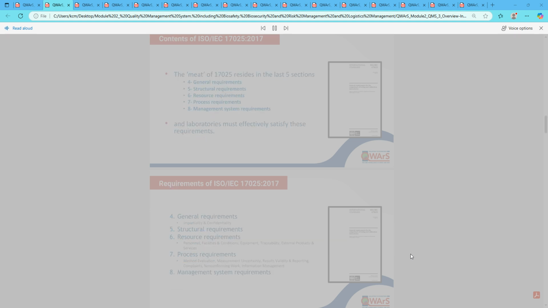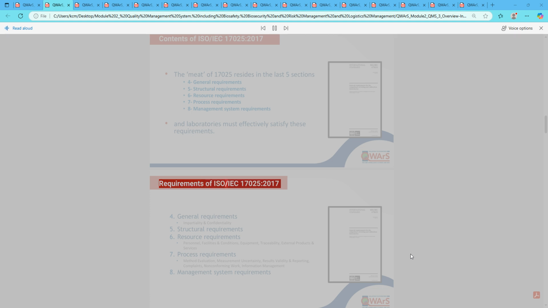Contents of ISO/IEC 17025:2017. The meat of 17025 resides in the last 5 sections. 4. General requirements, 5. Structural requirements, 6. Resource requirements, 7. Process requirements, 8. Management system requirements, and laboratories must effectively satisfy these requirements.